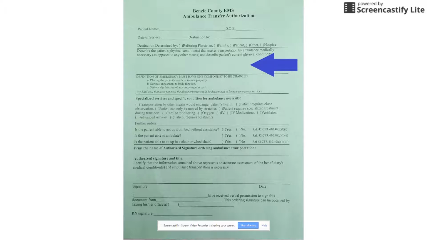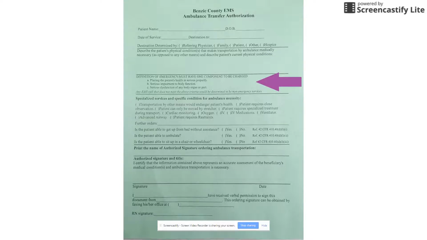The second area, highlighted with the blue arrow, is a quick synopsis of the medical necessity from the physician or mid-level. This can be an example of something as simple as exacerbation of COPD or CHF or STEMI, just something along those lines, quick and down and dirty.